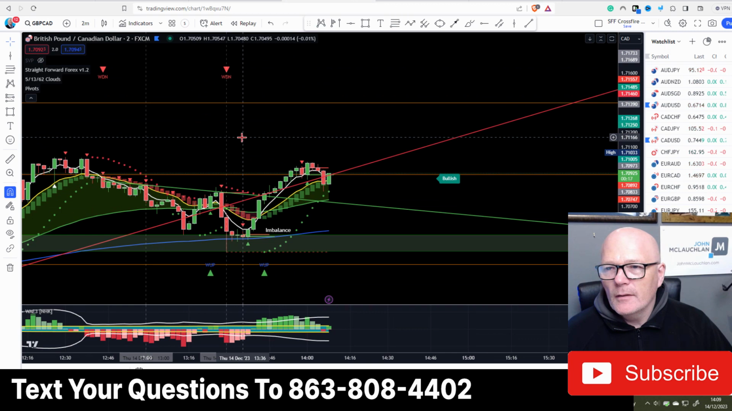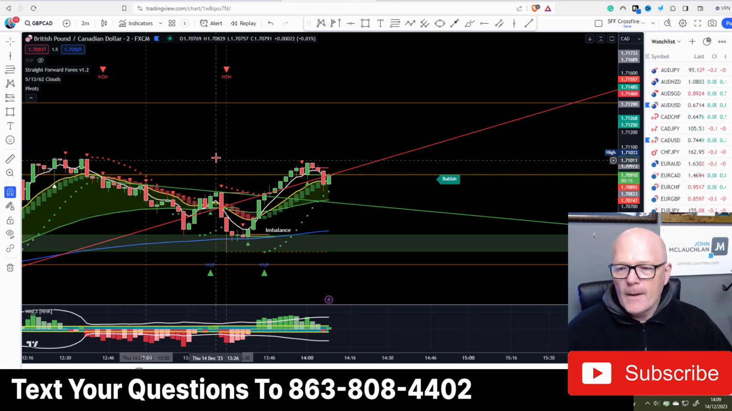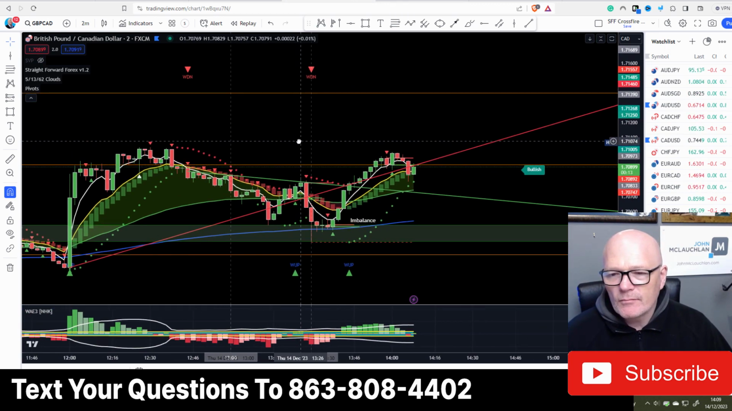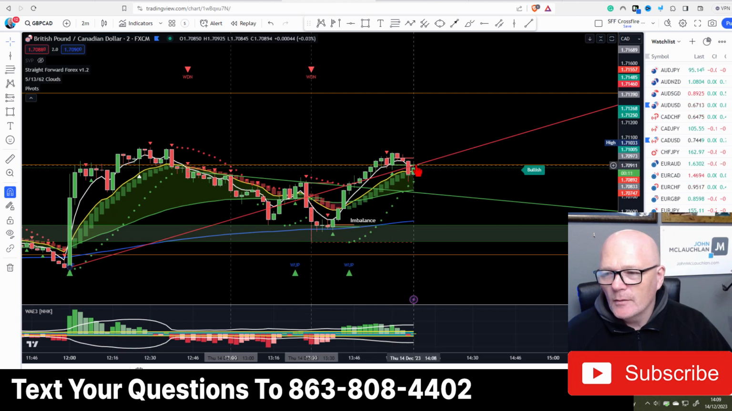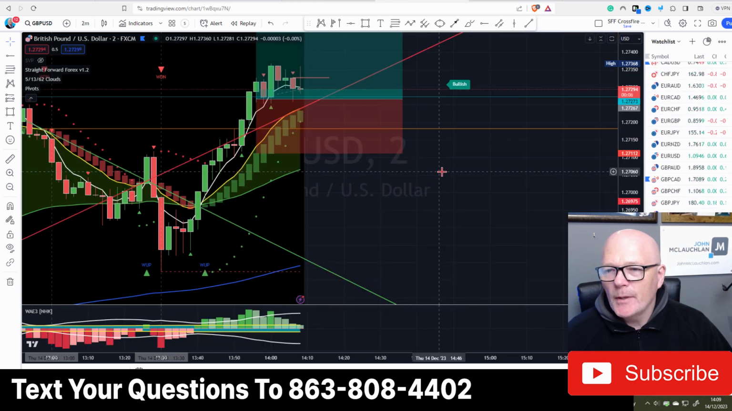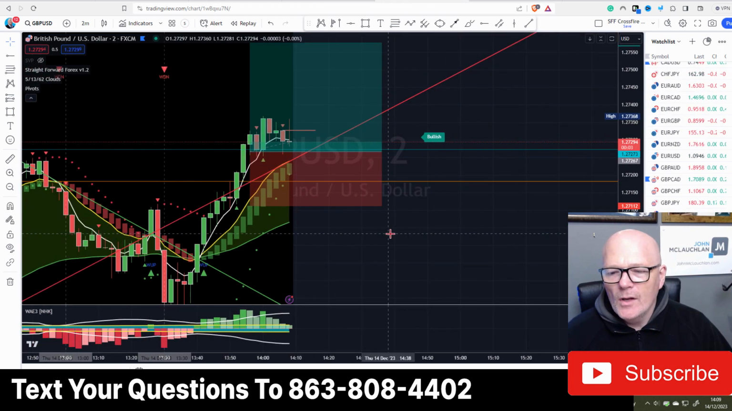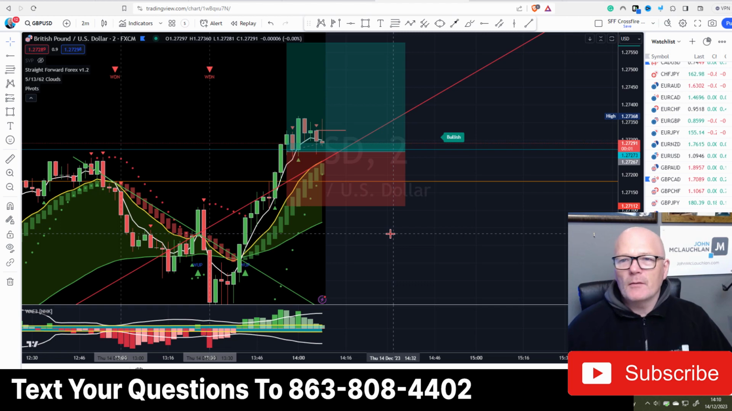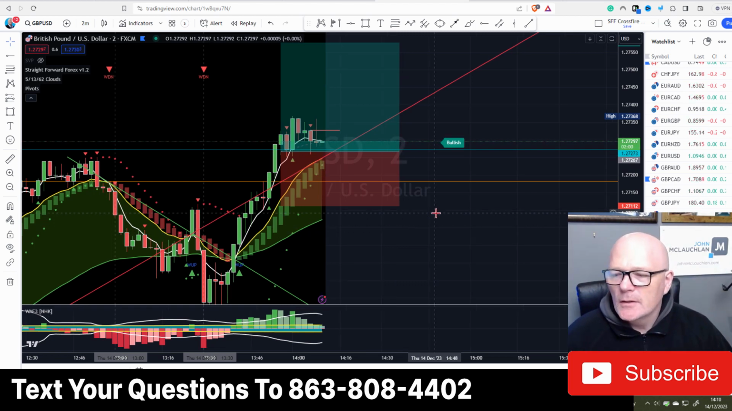GBP CAD is kind of going sideways really from this area here. Not much volume. And GBP USD, just doing the same thing really as euro.